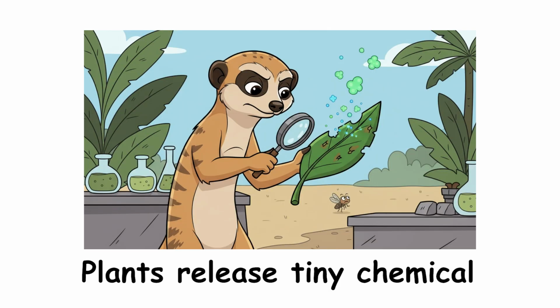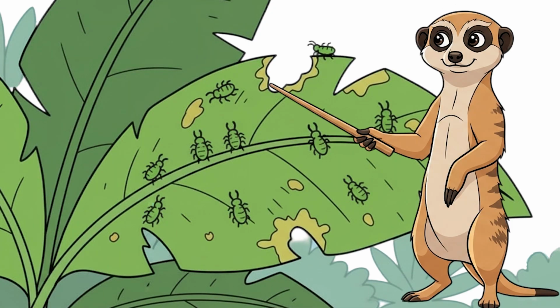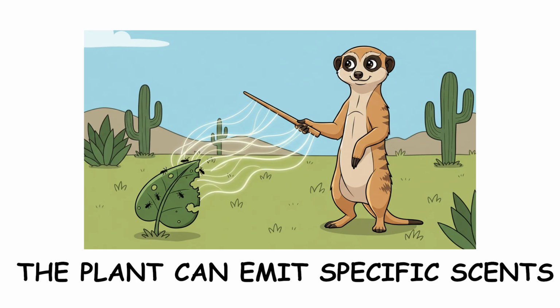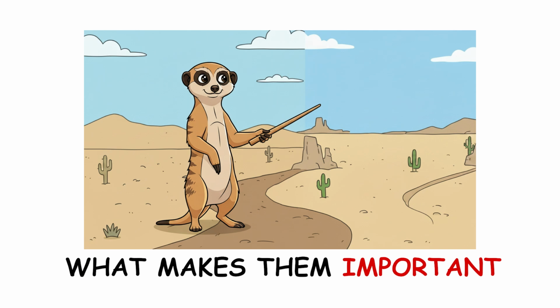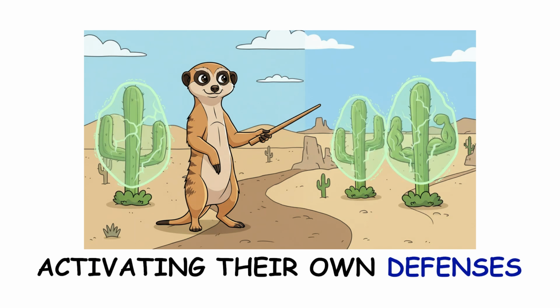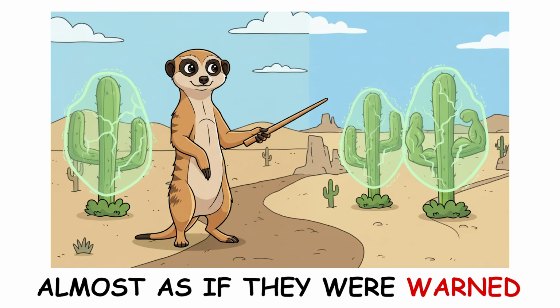Chemical signals. Plants release tiny chemical compounds into the air, especially when they are under stress. For example, when a leaf is attacked by insects, the plant can emit specific scents that nearby plants can detect. These signals come from natural processes inside the plant's cells and travel through the air. What makes them important is that other plants respond by activating their own defenses, almost as if they were warned in advance.